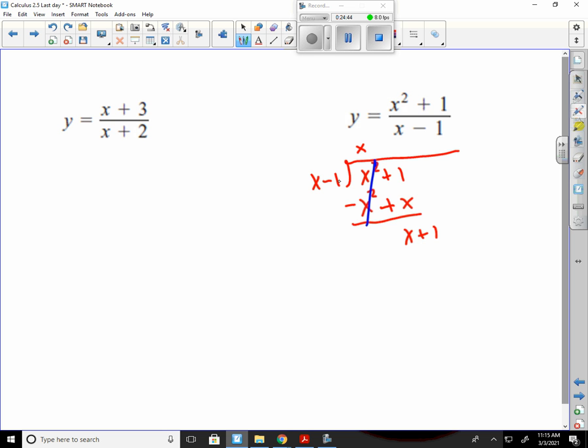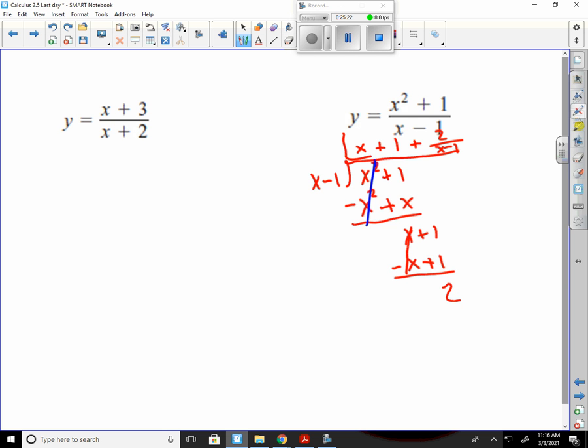Now, how many times does x go into x? I would multiply by a 1 to get that. 1 times x is x. Subtract that. 1 times negative 1 is negative 1. You're subtracting a negative 1, so it turns positive. x minus x is 0. 1 plus 1 is 2. Now x can't go into 2, so I leave this as 2 over x minus 1.